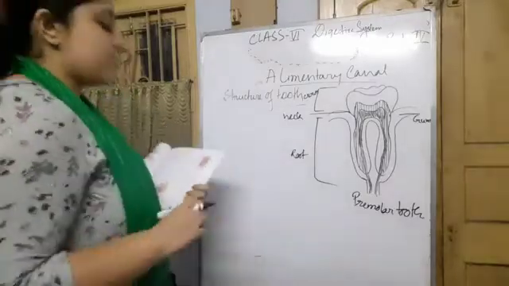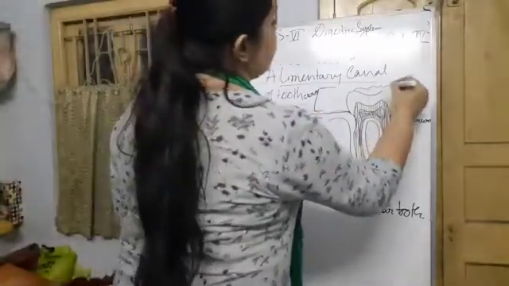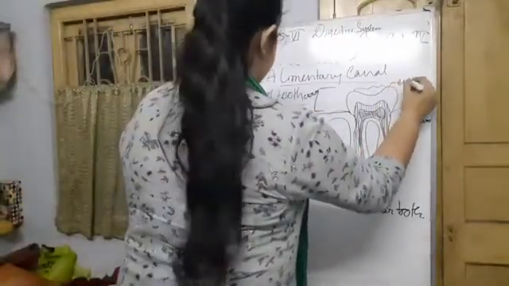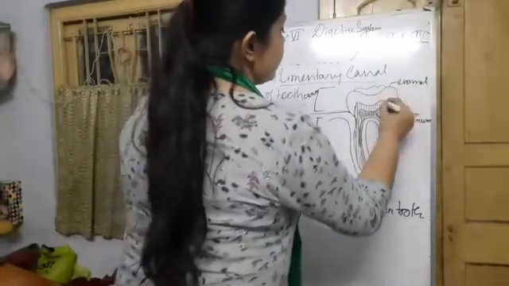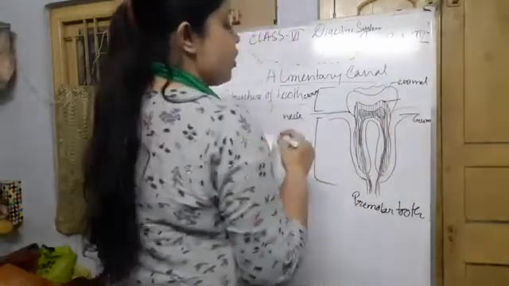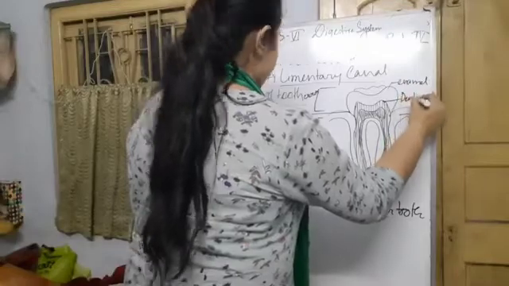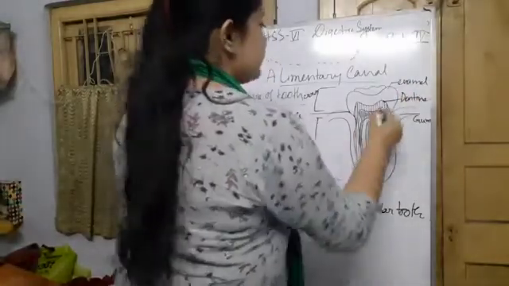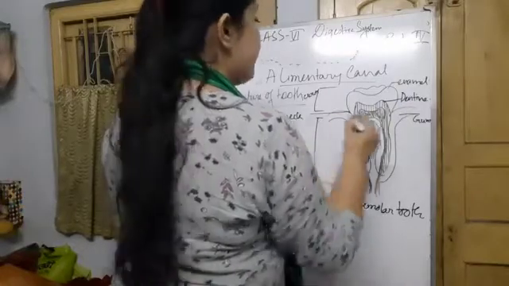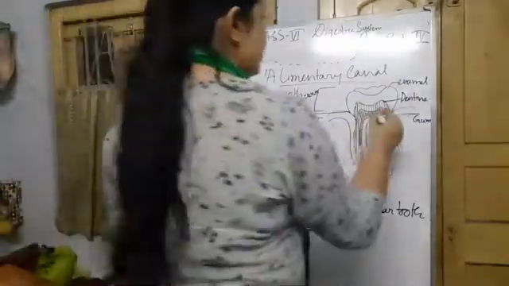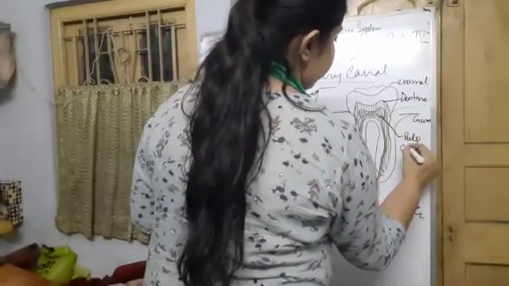So let me point out these parts. At the very first, the upper part. This is enamel. Next, this part is called dentine. Next, this part is called the pulp cavity.